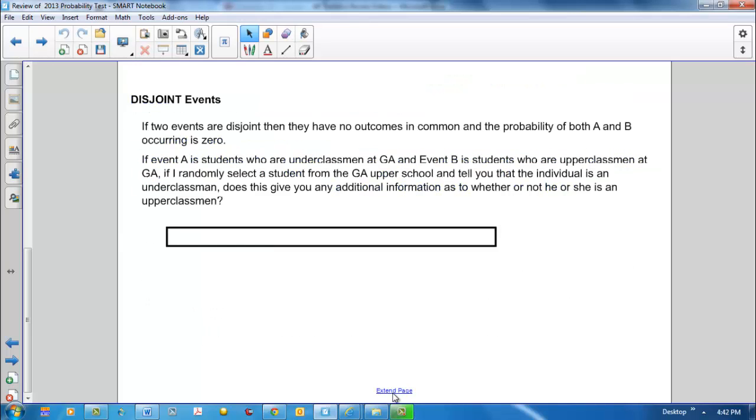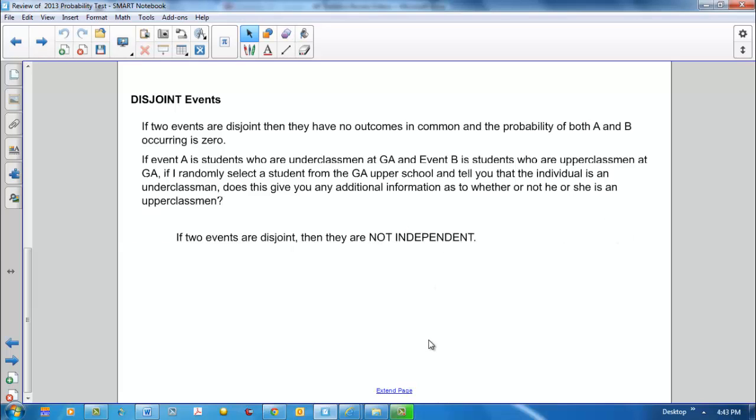Again, disjoint events. If two events are disjoint, they have no outcomes in common, and the probability of both A and B occurring is 0. Again, it's good to have an example to think about. Event A is students who are underclassmen at GA, and event B is students who are upperclassmen at GA. If I randomly select a student from the GA upper school and tell you that the individual is an underclassman, does that give you any additional information as to whether he or she is an upperclassman? If we know that they're an underclassman, they can't possibly be an upperclassman, since those two events can't happen simultaneously. They're disjoint. So if two events are disjoint, then they are not independent.